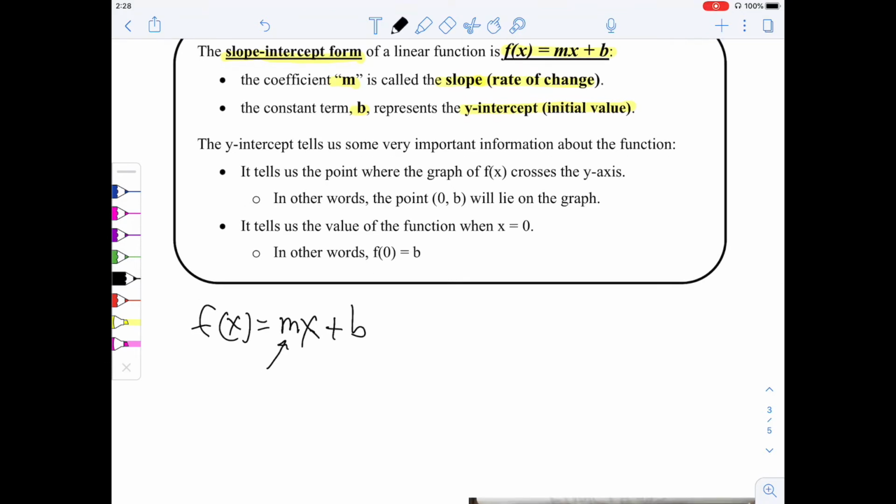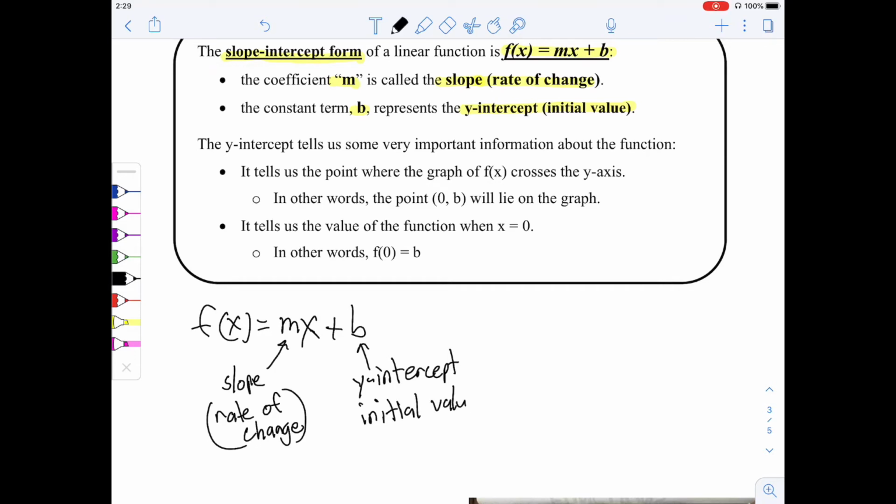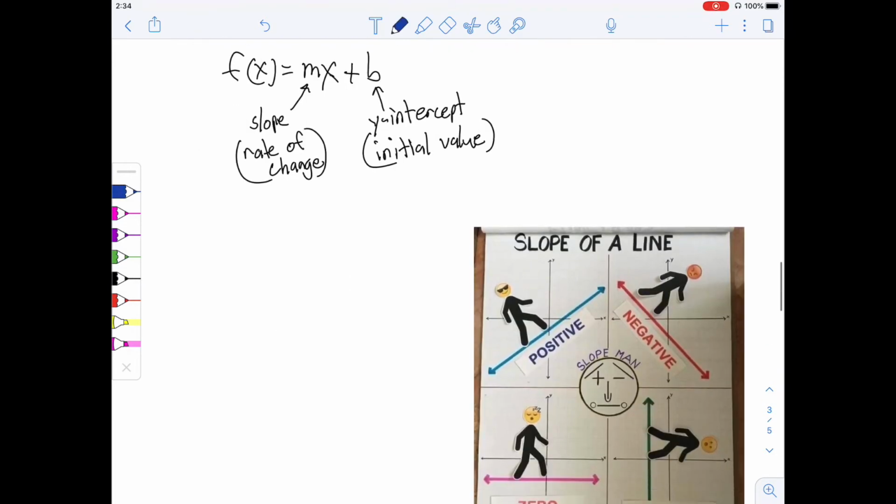Our m value, whatever is next to our x variable, is our slope, which is our rate of change. Okay? And whatever is at the end, our single number, is our y-intercept. And it's also our initial value. So whatever we start with, that's our initial value. So let's apply it to some problem.